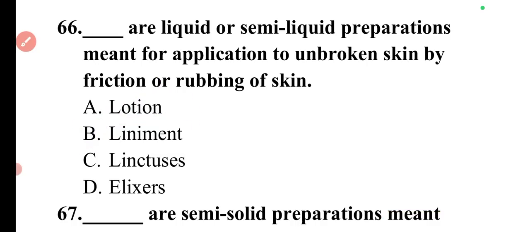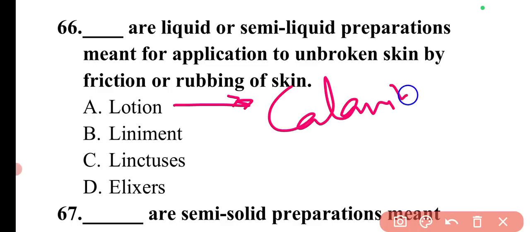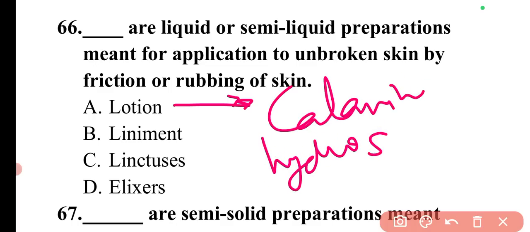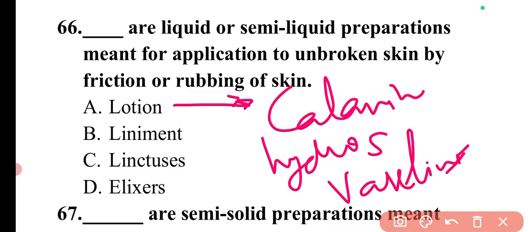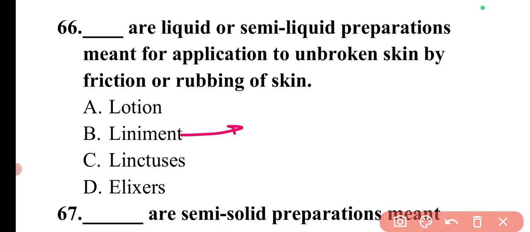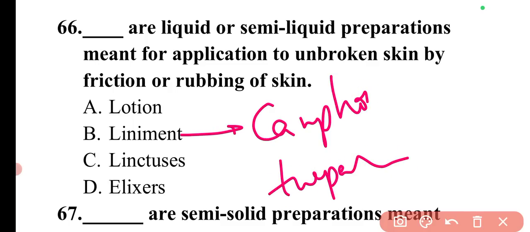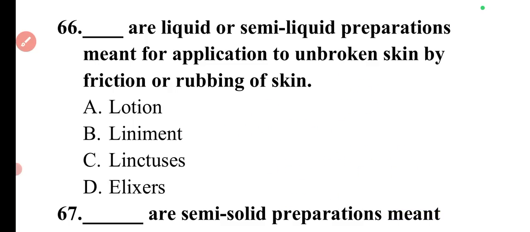Now we can also have some examples for these. For lotions, we have different lotions, for example calamine lotion, hydrocortisone lotion, and also you must have seen several body lotions available in your home, like Vaseline lotion. So these kinds of lotions will be there. For liniments, there is camphor liniment, there is turpentine liniment. So these are the examples of liniments. Then we can move to the next question.